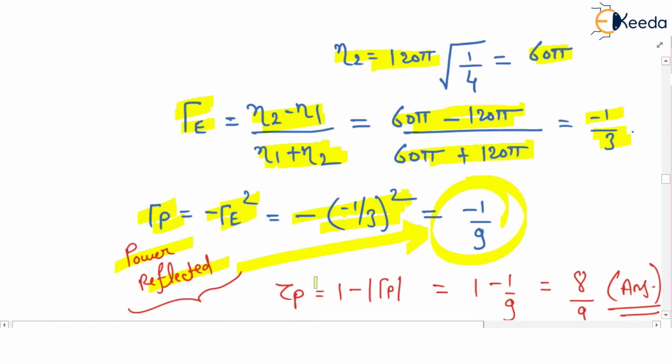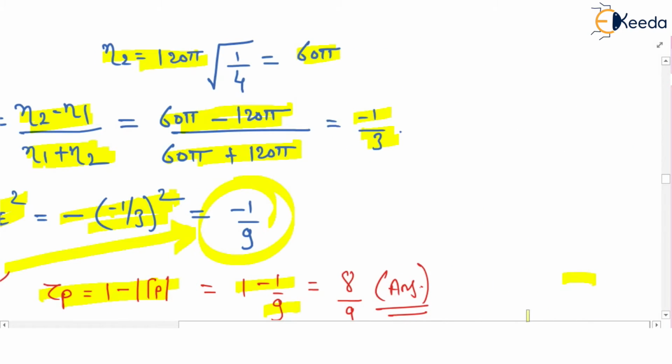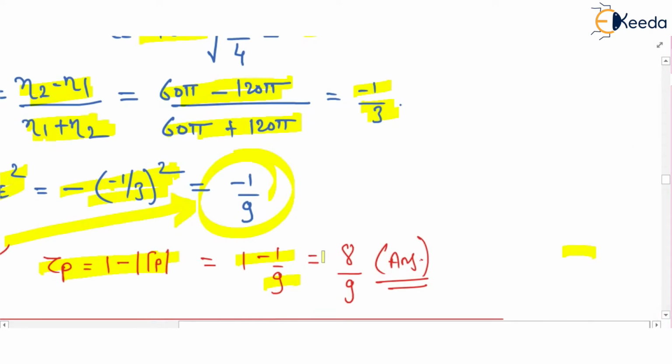So what is the power transmitted then? So tau p is 1 minus gamma p, so it is 1 minus 1 by 9. So this answer is 8 by 9. This is our required answer. 8 by 9 power will be transmitted.